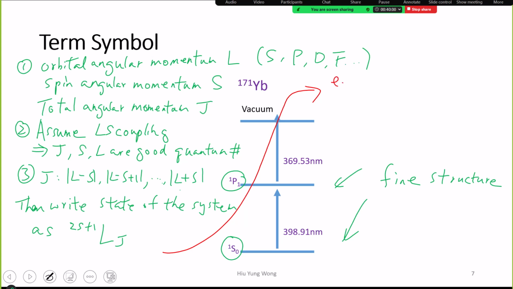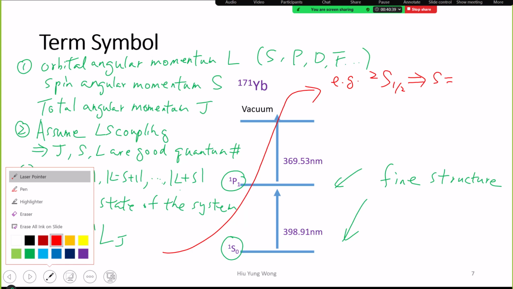For example, let's look at the 2S1/2 state. If someone gives you, okay, the state is 2S1/2, what does it mean? Then what is S? This is very confusing. What is the spin value? What is the spin angular momentum? The superscript 2 is equal to 2S plus 1, right? So what should be S? 1/2. Very good.